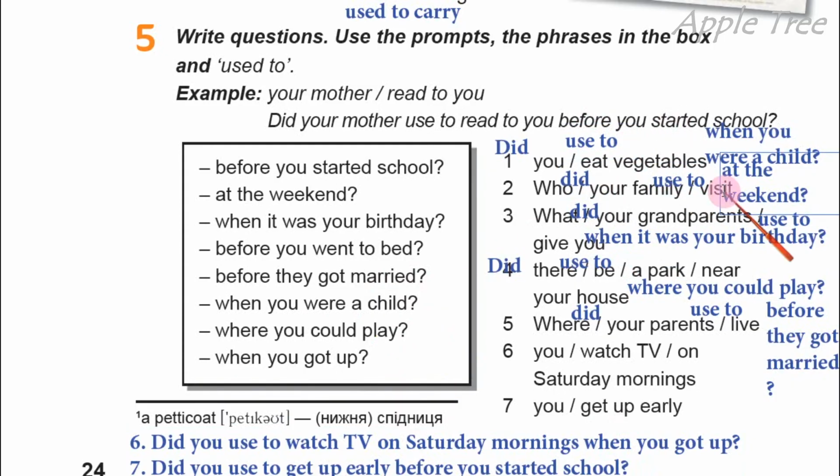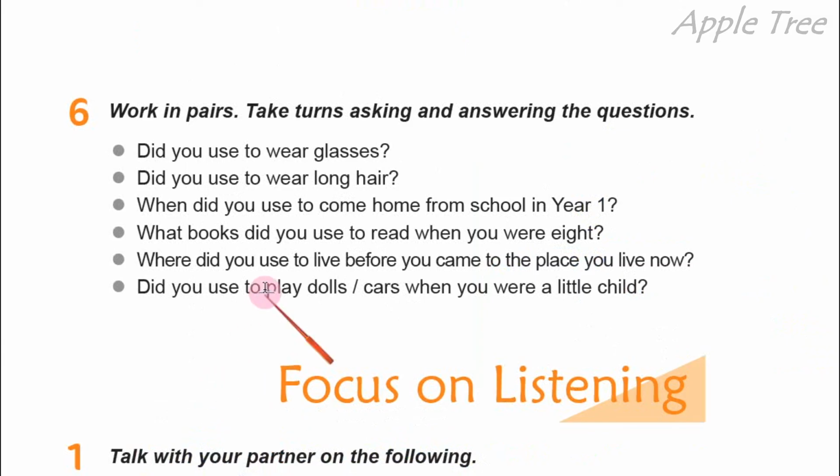So, did you used to eat vegetables when you were a child? Who did your family used to visit at the weekend? What did your grandparents used to give you when it was your birthday? Did there used to be a park near your house where you could play? Where did your parents used to live before they got married? Did you used to watch TV on Saturday mornings when you got up, and did you used to get up early before you started school? So, and the last task 6, so work in pairs, take turns asking and answering the questions.